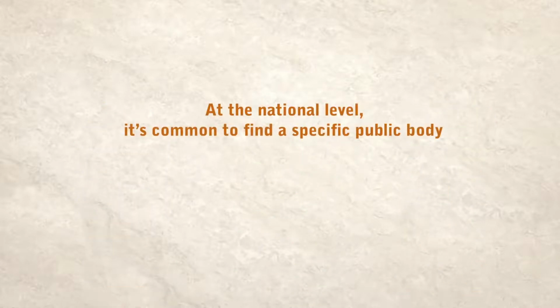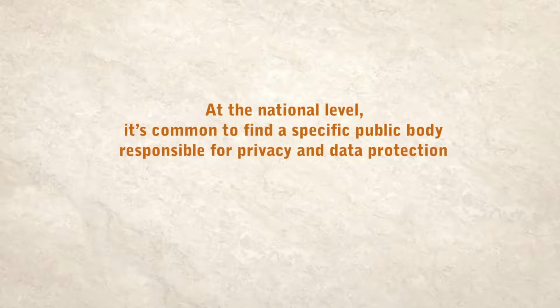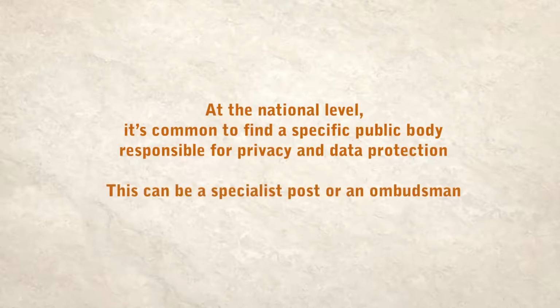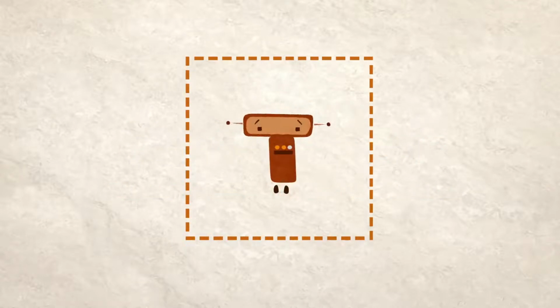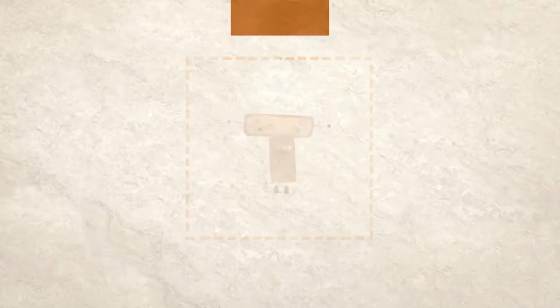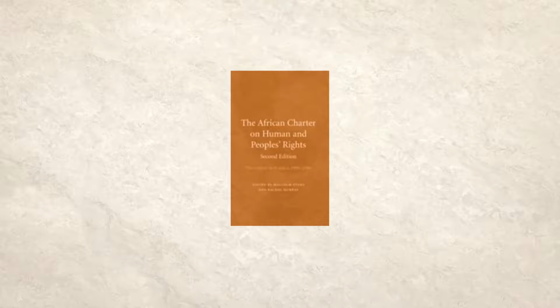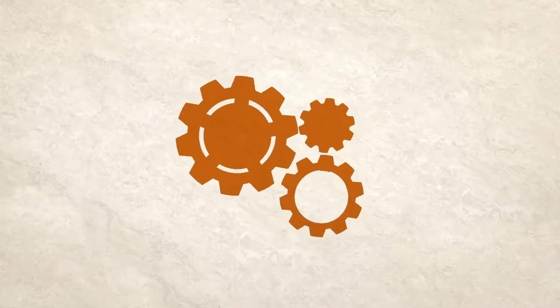At the national level, it's common to find a specific public body responsible for privacy and data protection. This can be a specialist post or an ombudsman. But the extent to which privacy is defined and protected varies greatly between different jurisdictions. For example, there is no clear right to privacy in the African Charter on Human and People's Rights. However, there are mechanisms at the international level.